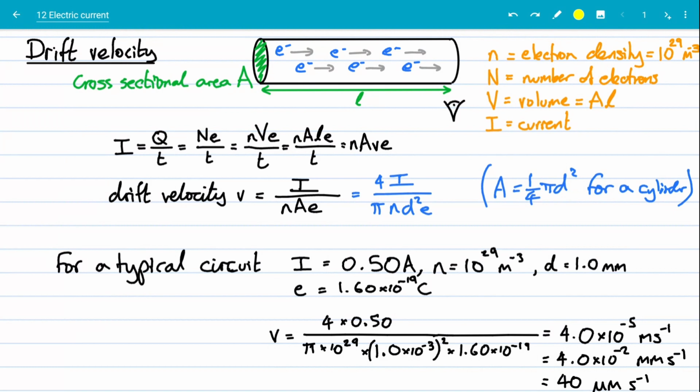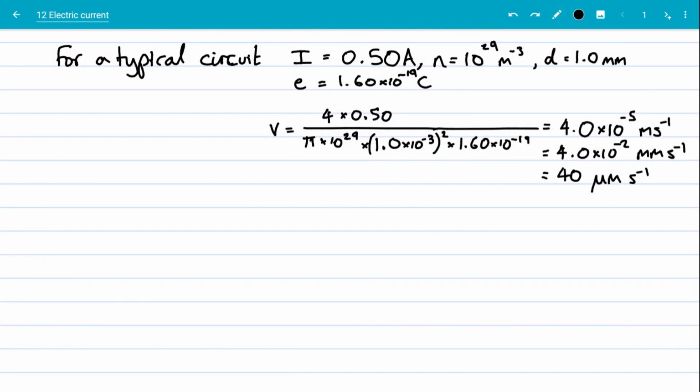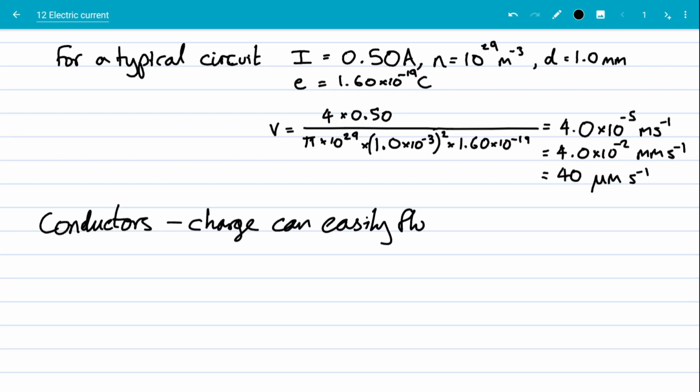I mean, we could talk now about conductors and insulators, I suppose, but then that ties nicely into resistance. But let's just put it in here for completeness. So conductors are ones where charge can flow. Charge can easily flow through them. Insulators, charge cannot easily flow through them.